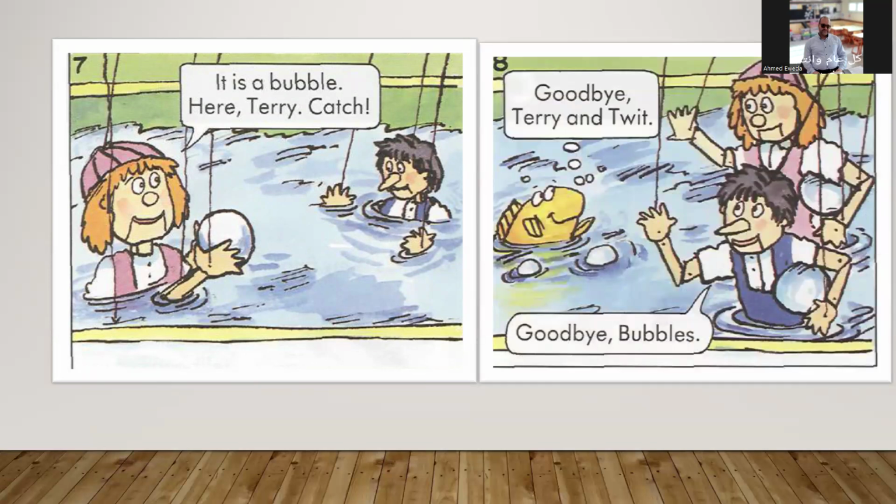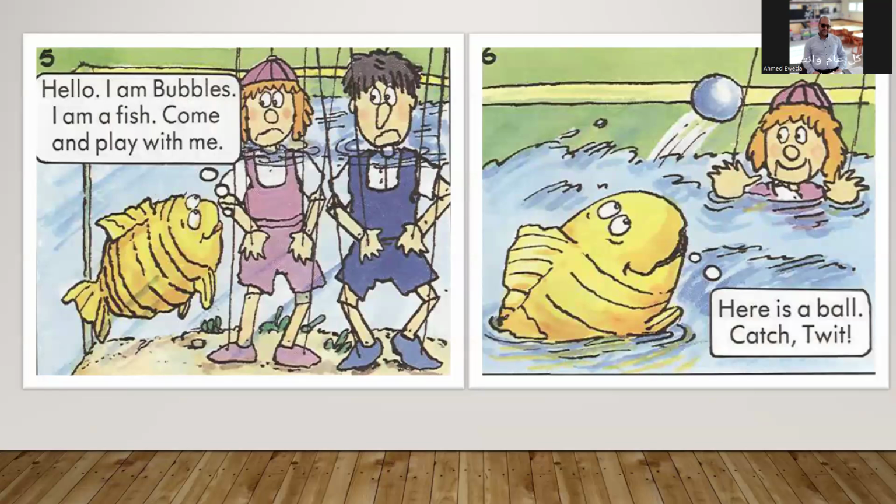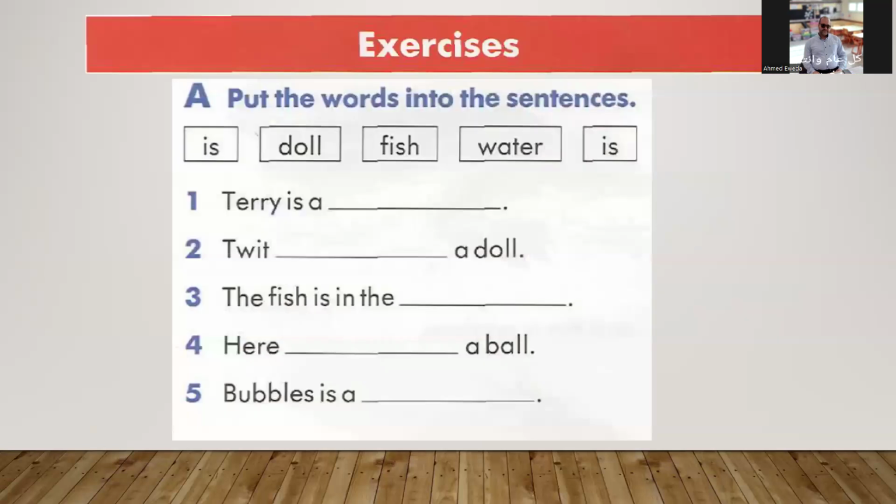Goodbye, Bubbles. I think the story has ended and we have learned some new expressions like hello, I am, or hello, my name is, to introduce ourselves to others. And the expression goodbye, when we see someone off, we are going to leave. Here means here you go. We have two dolls, Terry and Twit, and one fish called Bubbles. Okay, let's get into some exercises about the story.